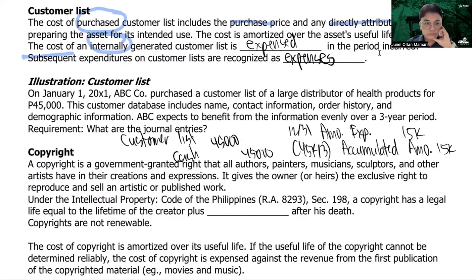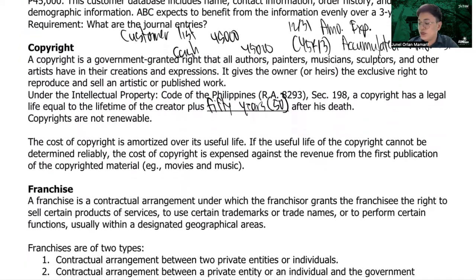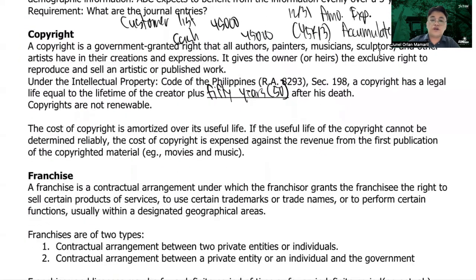Kaya naman, ano yung kanyang useful life? Equal to the lifetime of the creator. So, kailan man siya namatay, plus 50 years after his death. Ganon katagal yung ating copyright. Okay. And the cost of copyright is amortized over its useful life. If the useful life of the copyright cannot be determined reliably, the cost of copyright is expensed against the revenue from the first publication of the copyrighted material.